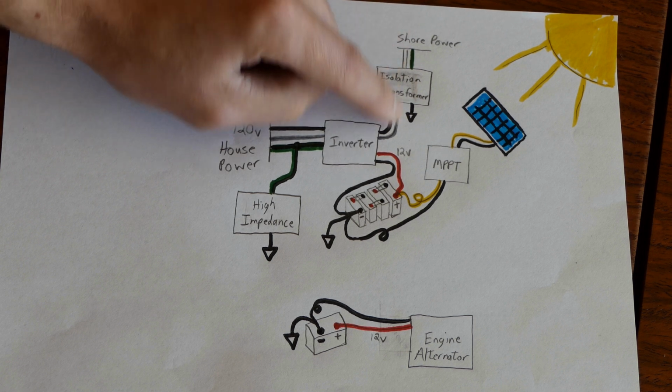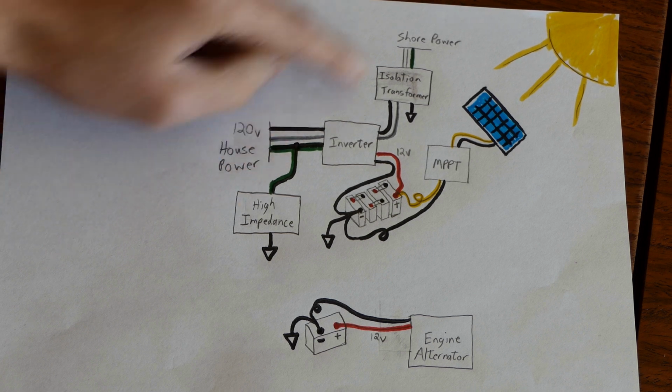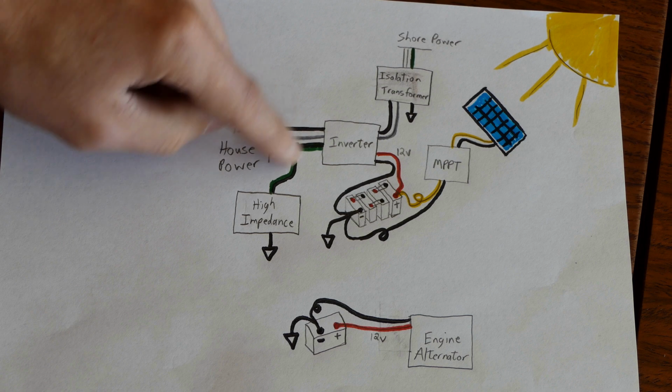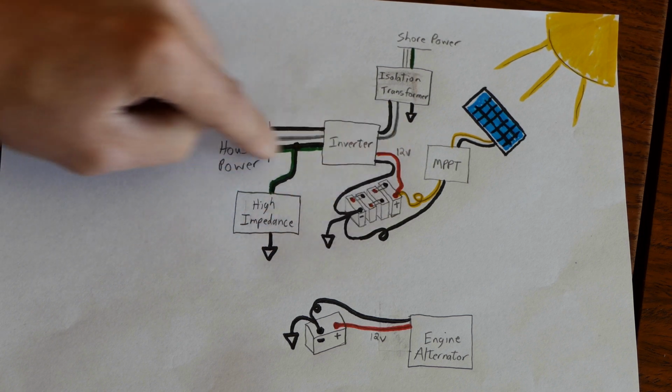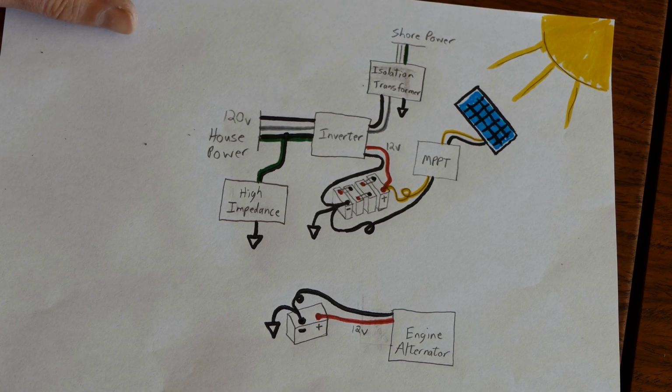So the shore power can come in and can power the inverter, which powers, actually it's not really powering, it's just passing it straight through here. And that can power your house power instead of drawing power off your battery. That's the basic, very, very basic schematic of our boat's electrical system. And this is gonna evolve as we go, but that's what we got for now.